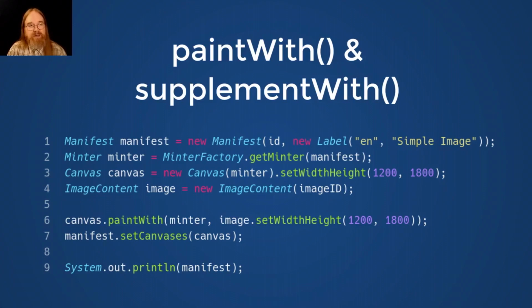It's important to note there are different semantics for this. You can pass multiple content resources to a single paint with, which will add multiple resources to a single annotation, or you can call the paint with method multiple times, which will generate multiple annotations. Paint with also allows you to pass a media fragment selector so that you can constrain the passed content to a bounding box in space or time.